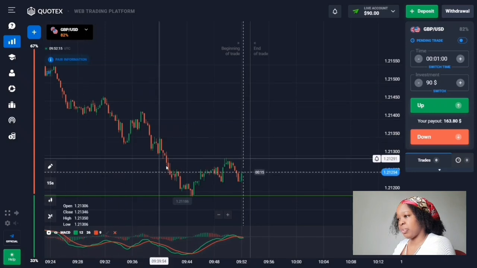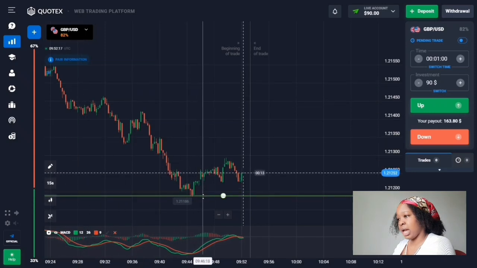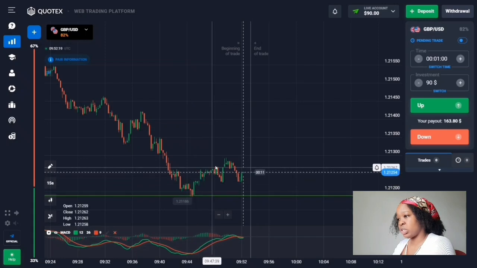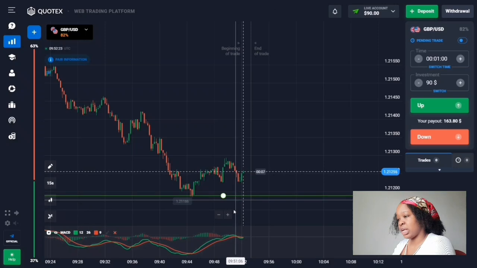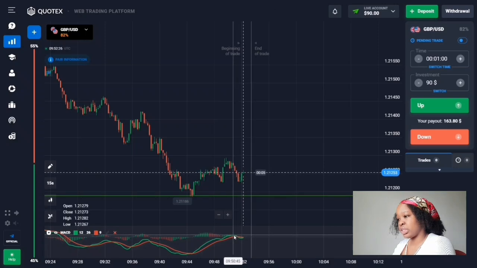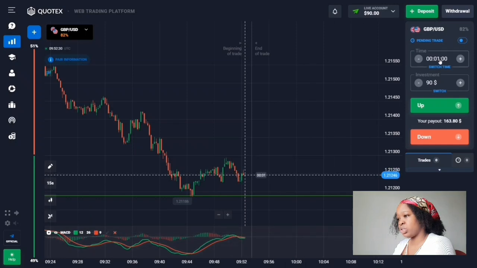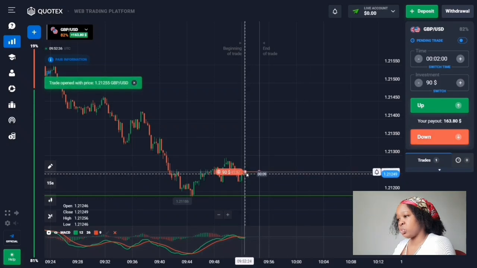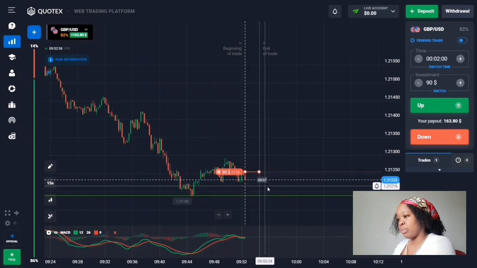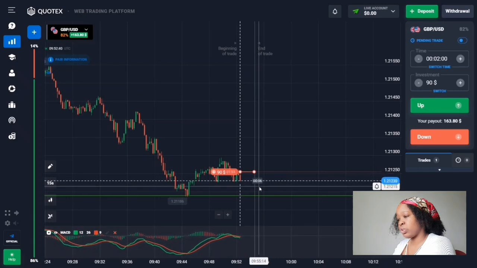Price hit the support level and then pulled back up. And now the price is again trending towards this level and it's squeezing this level. And you can see that the moving averages have crossed each other and the red histogram is appearing. Well, in this situation, I'll enter the market with a down trade for 2 minutes because I think that the price will trend towards this level because the price has all the strength to go down.